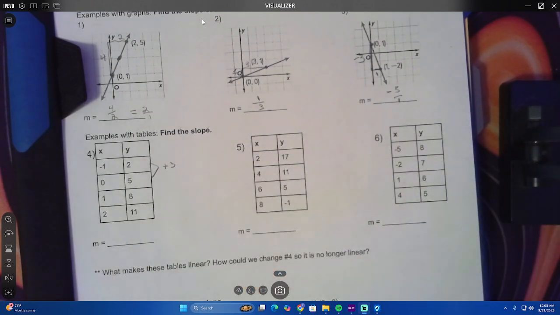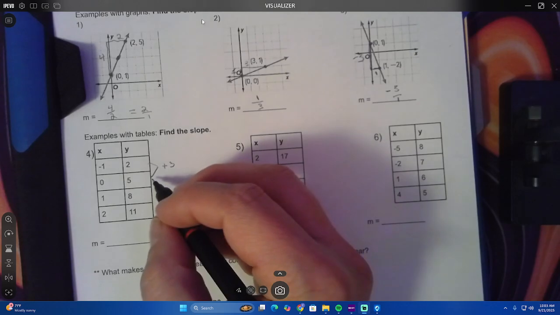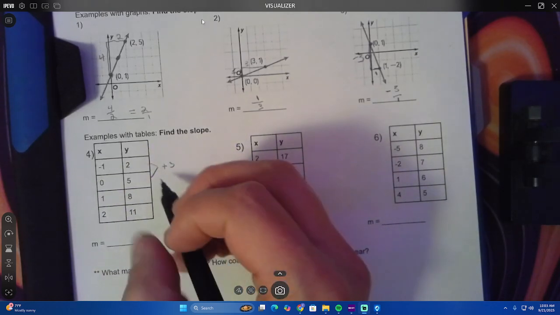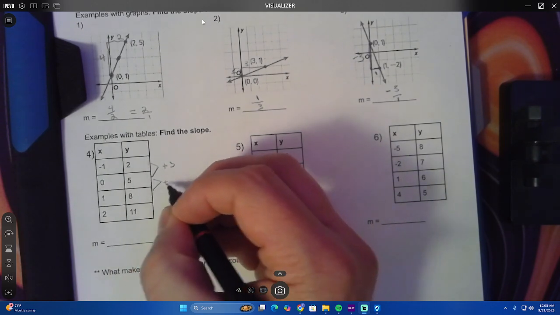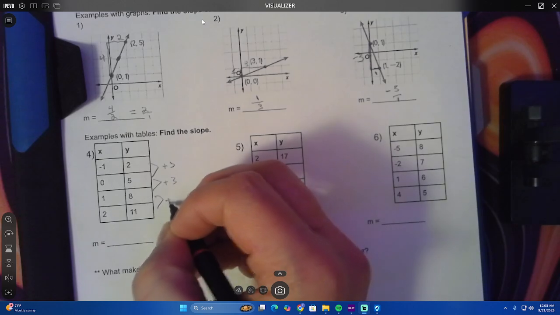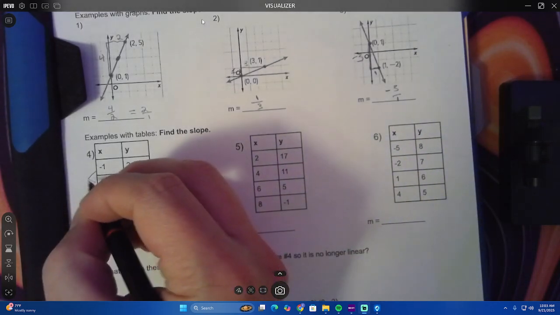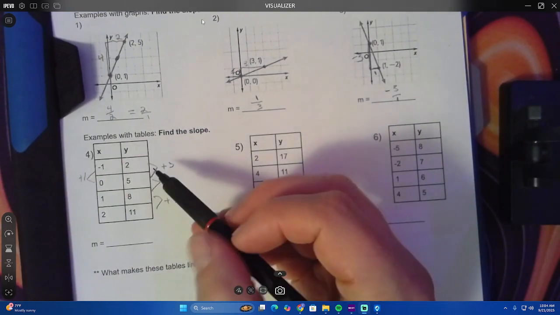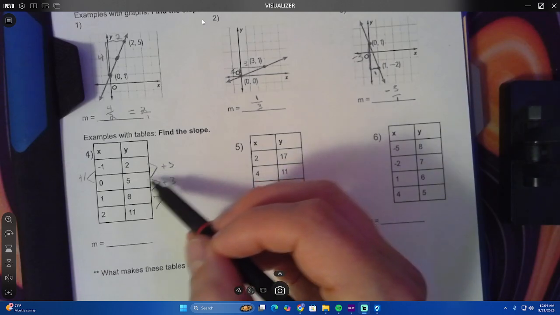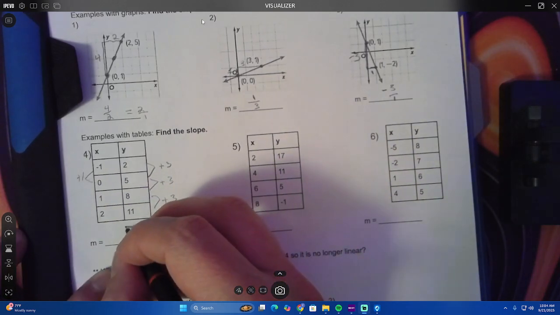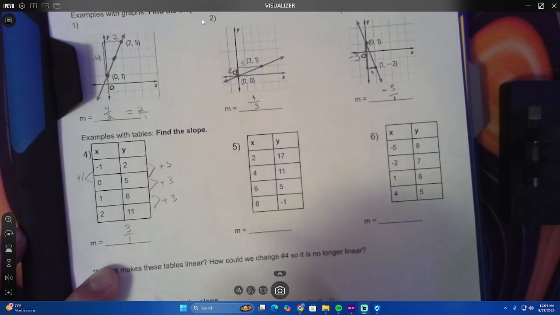And I can see that's a consistent change: as I continue to increase my x values by 1, my y values increase by a consistent value of plus 3. So now to find slope from a table, I want to have the change in y, that plus 3, or the difference there, over the change in x. So my slope here is going to be 3 over 1.